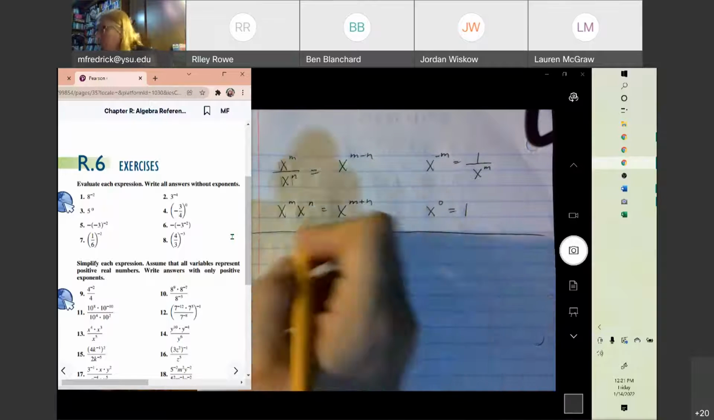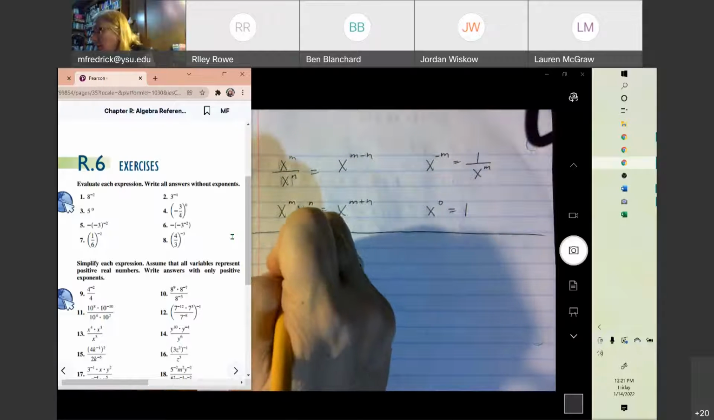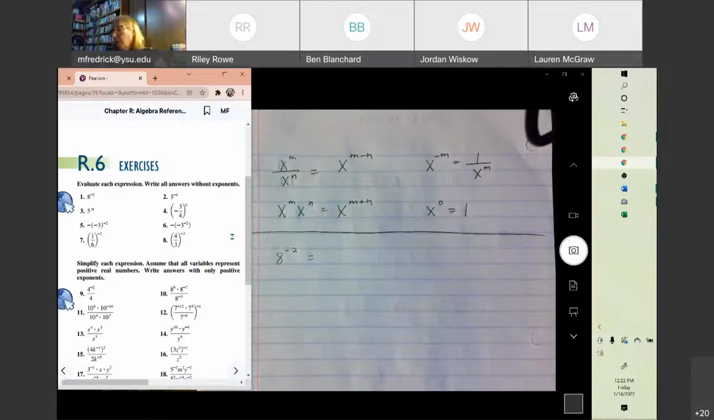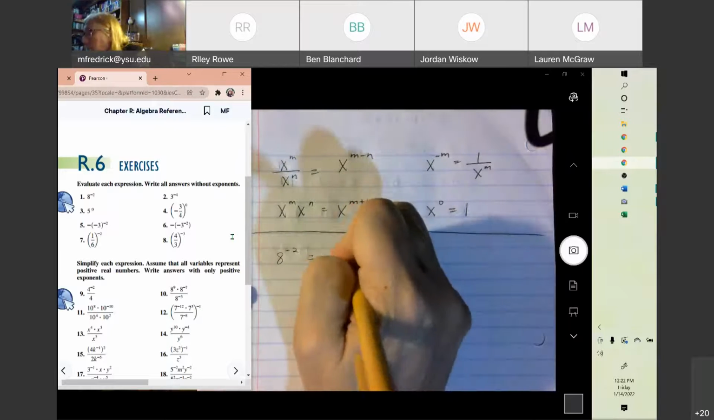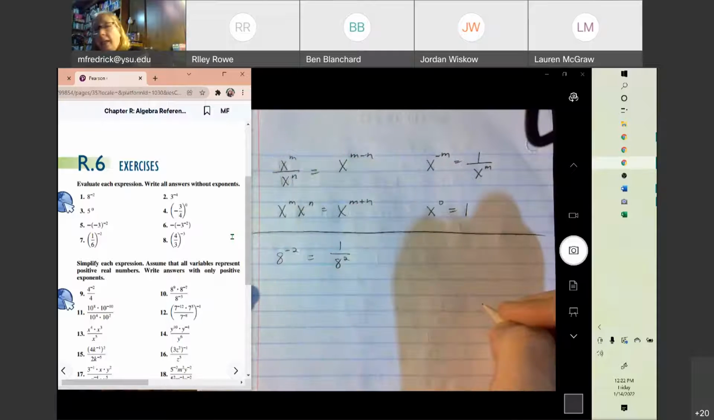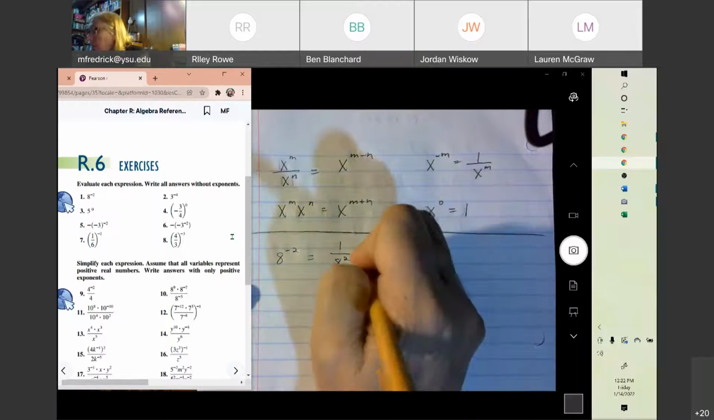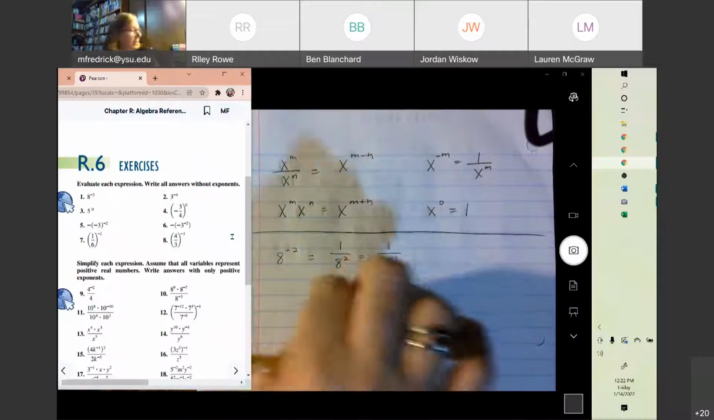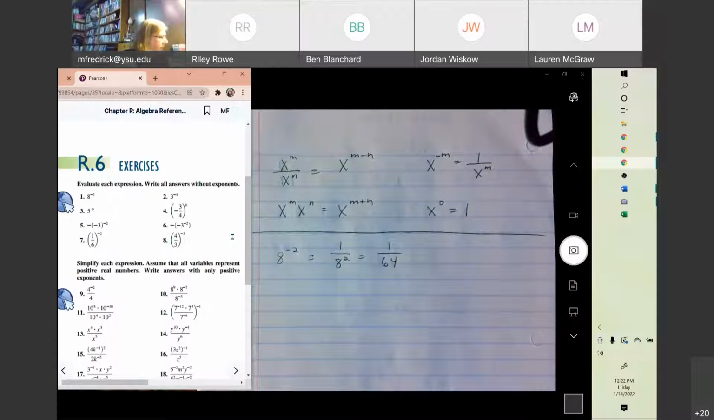So the first one we have 8 to the negative 2. Well, the negative moves it to the denominator. So if we move this to the bottom first, it makes it 8 squared. And then 8 squared is 64. And I think the attendance problem's similar to that one. I don't have that with me either.